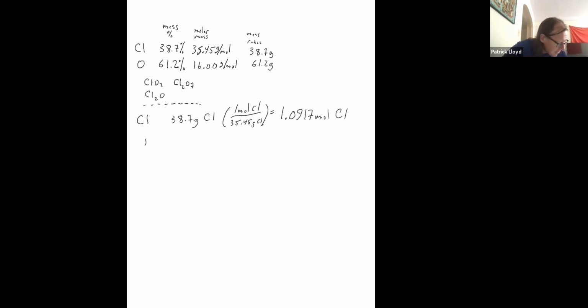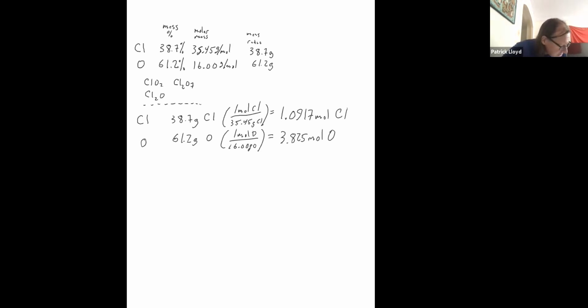Okay, and then do the same thing for oxygen. So for oxygen, it's 61.2 grams, and it's 1 mole of O per 16 grams. That gives 3.825 moles of oxygen. Okay, so now take a look at that ratio. It's probably going to work out to being pretty much whole numbers. I think we can figure that out.